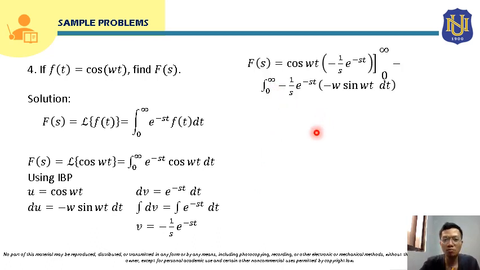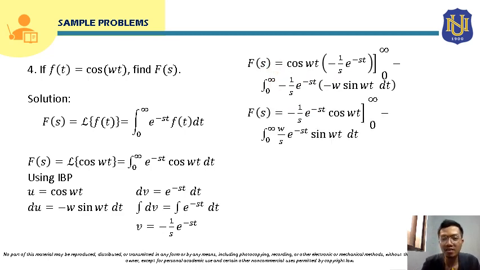The formula for integration by parts is uv minus the integral of v du. Our u here is cosine wt, and our v is negative 1 over s times e raised to negative st. We will evaluate this from 0 to infinity, minus the integral of v du, where v is negative 1 over s e raised to negative st and du is negative w sine wt dt, integrated from 0 to infinity.